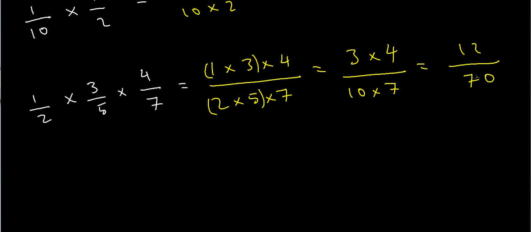Now 12 and 70 are both even numbers, so they share a common factor of 2. So I'm going to divide 12 and 70 by 2. I'm going to halve them. Half of 12 is 6, and half of 70 is 35, because 35 times 2 is 70. And now this fraction is in its simplest form. None of these two numbers share any common factors, so I've simplified my fraction as far as it can go. So that's how we multiply two fractions together.